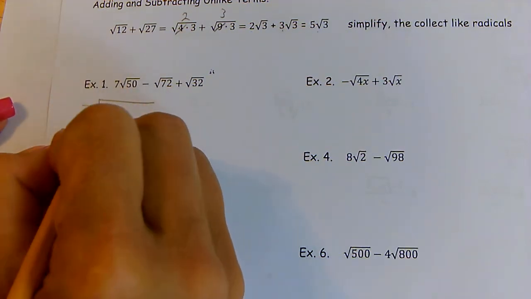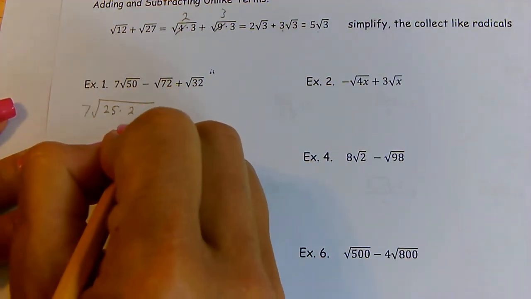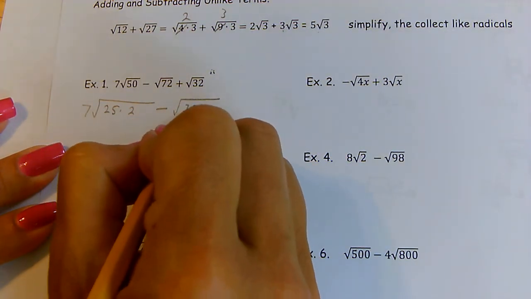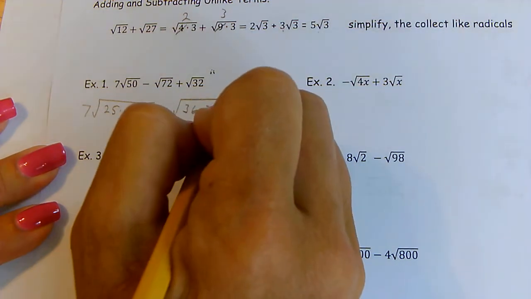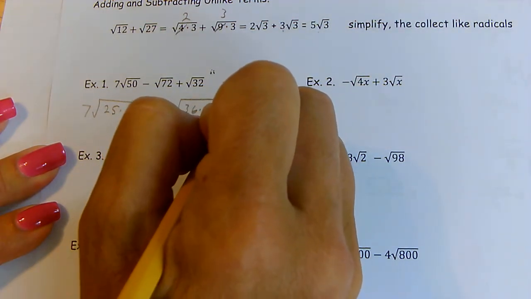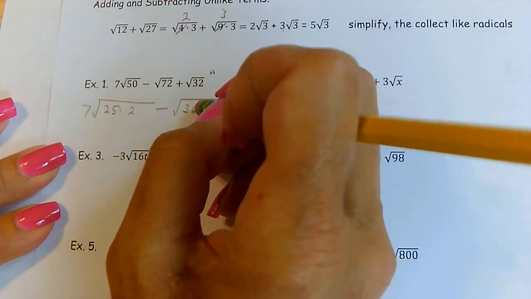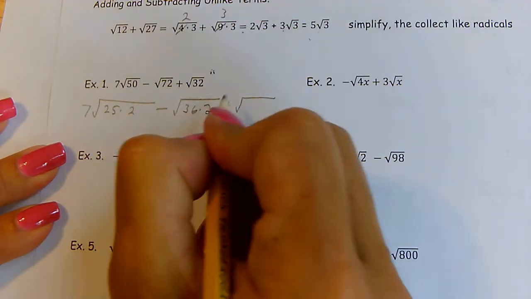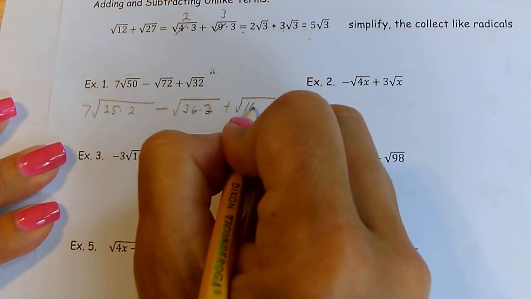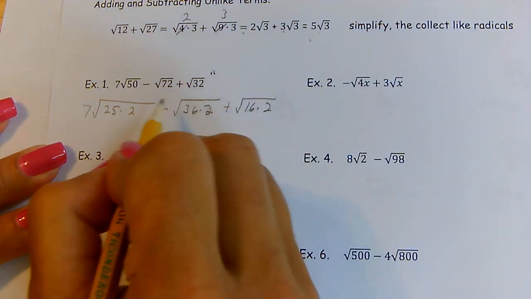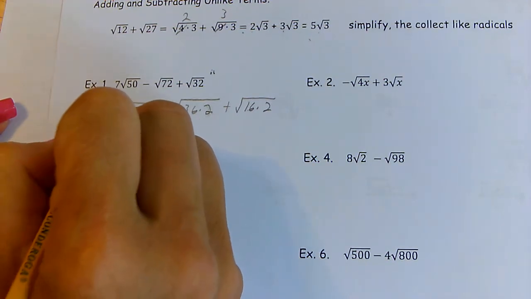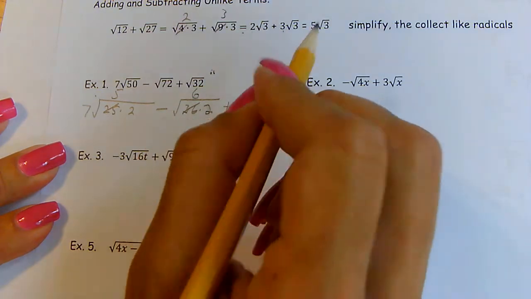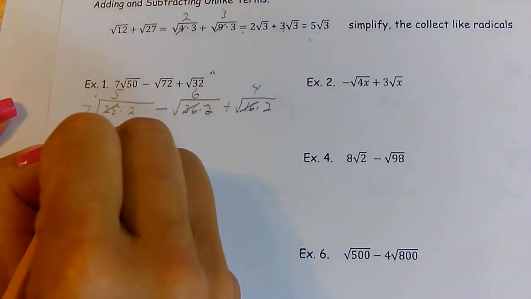50 is divisible by 25. We did 72 before. It's 36 times 2. And 32 is going to be 16 times 2. All these are perfect squares. So 5 comes out. Square root of 36 is 6. 4. So here I'm going to be multiplying.